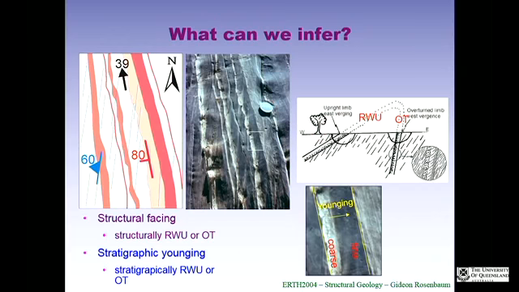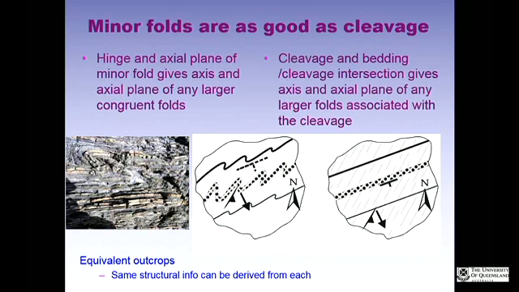Okay, so we got the younging, and that's about it. So a lot of information from one outcrop. If we do that consistently, moving from one outcrop to the other, we basically understand the whole geometry of the fold, and of course the scale as well. One more thing that I want to mention is that you don't always need to look at the cleavage and bedding relationship. The minor folds will do exactly the same job.